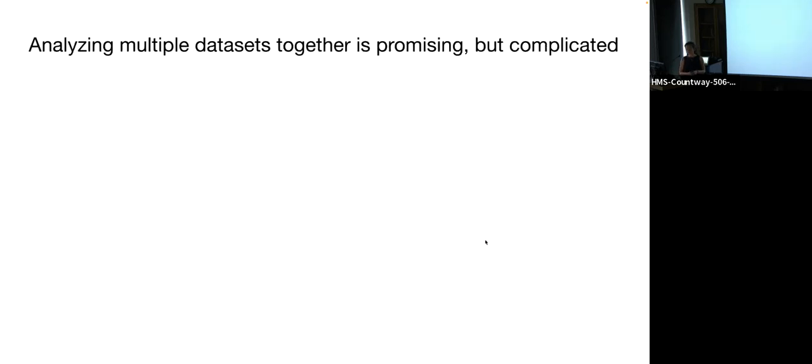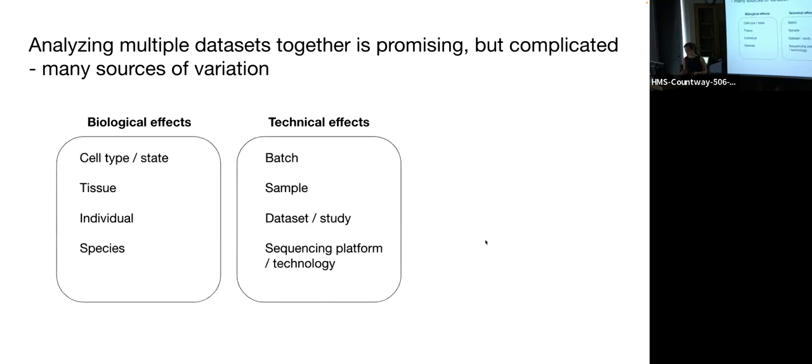And a very promising strategy is to be able to analyze multiple data sets together. This can help us do things like boost our power, to compare across different contexts. But in order to do that, it's very challenging because there are many different sources of variation amongst the cells. Some of these differences are driven by biological effects, like differences in cell types or cell states. These are effects that we're very interested in.